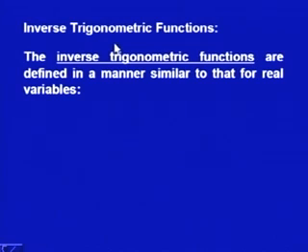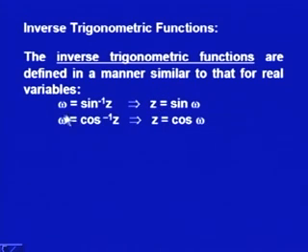After defining trigonometric functions, we can define inverse trigonometric functions, and they are defined in the same manner as for real variables. That is, w is equal to sin inverse z means z is equal to sin w, and w is equal to cos inverse z implies z is equal to cos w.